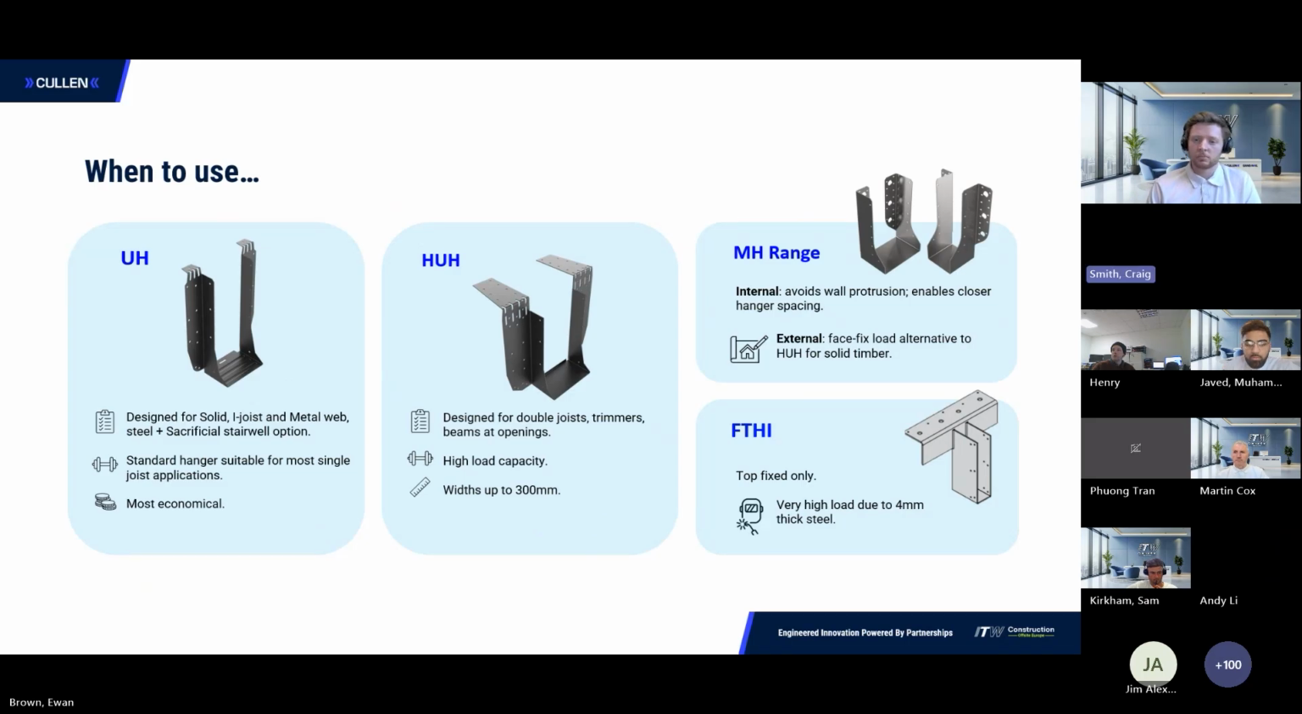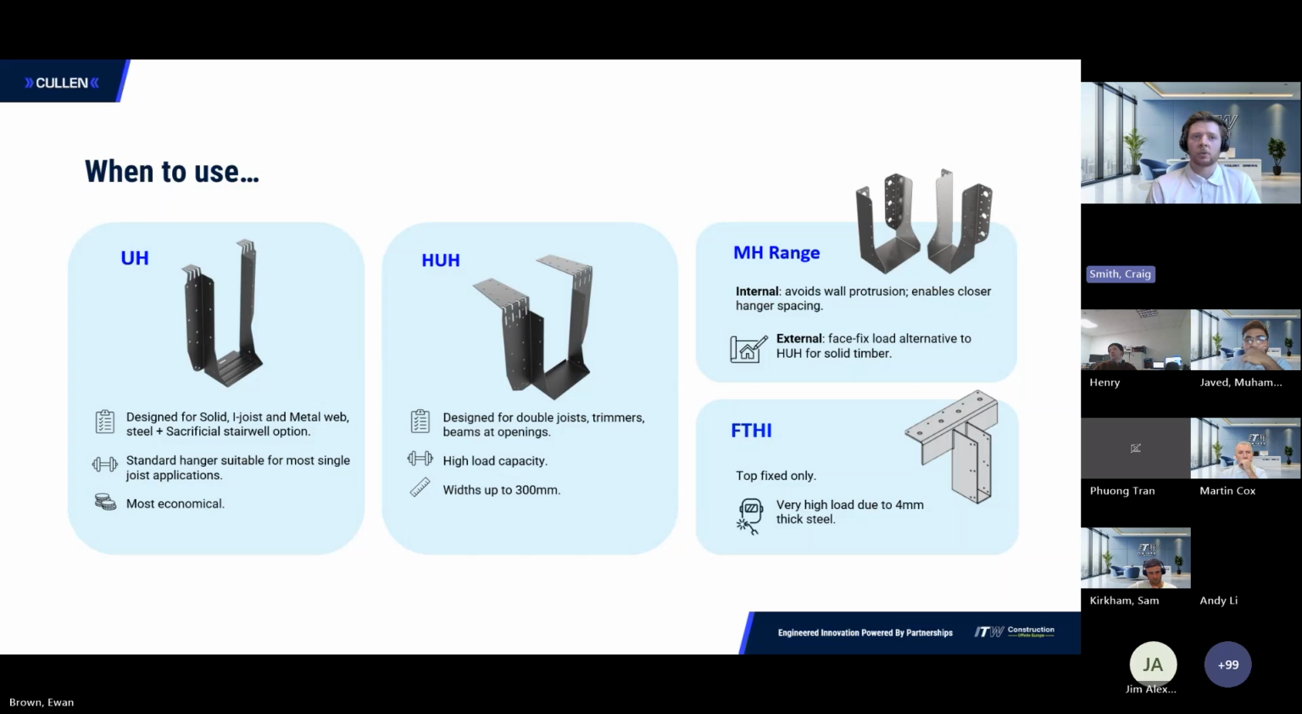That was maybe quite a lot, so I'll try and summarize it a little bit based on what we've been talking about. The UH is the most economical. It will do most of the applications that you're looking for, and it also has that sacrificial stairwell option. It will go max 100 millimeters wide and 300 millimeters deep. So to go past that, you'll need to go to the HUH.